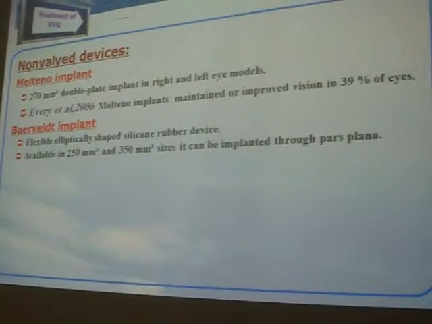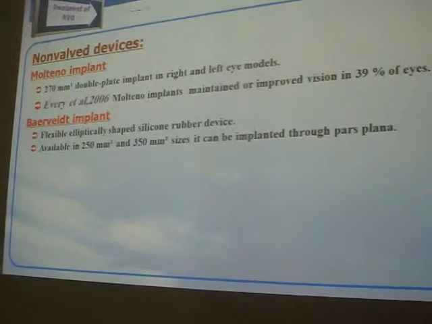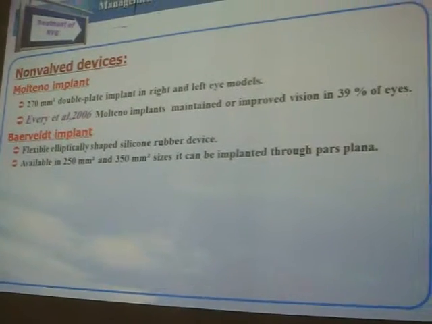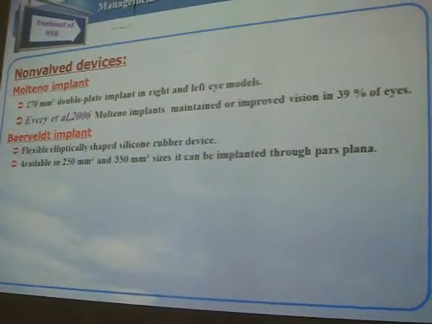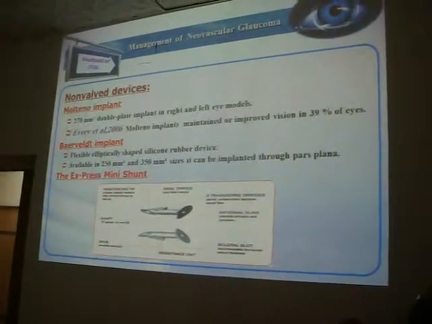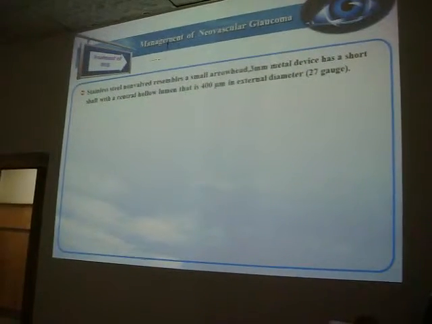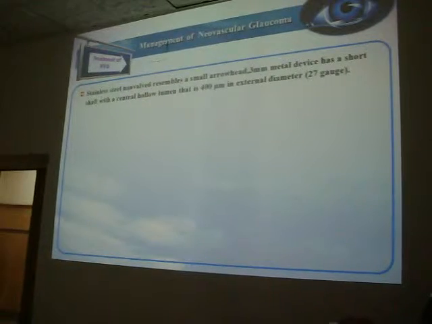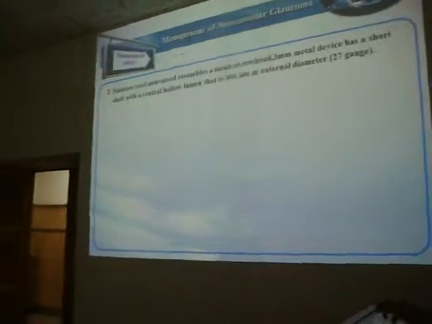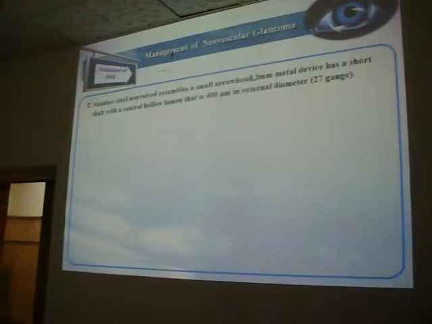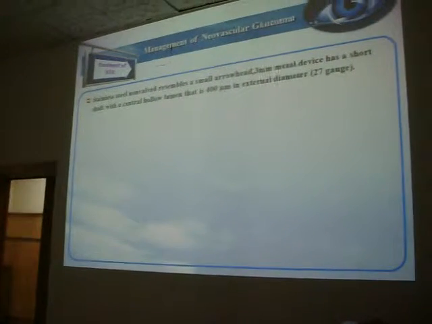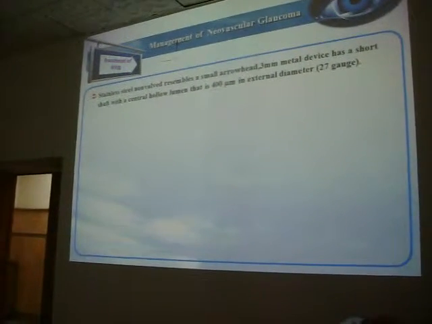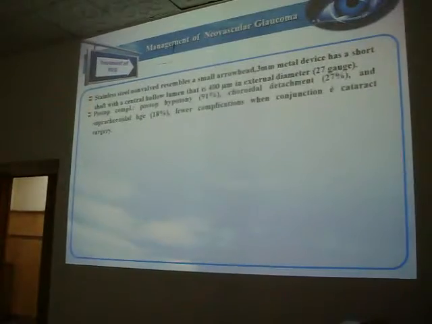Baerveldt's implant is flexible silicone rubber, available in 250 and 350mm square sizes, and can be implanted through the sclera. The Express miniature shunt is stainless steel, non-valved. It resembles a small arrowhead, a 3mm metal device. It has a short shaft and central hollow lumen. It's 400 micrometer in external diameter, 27 gauge.